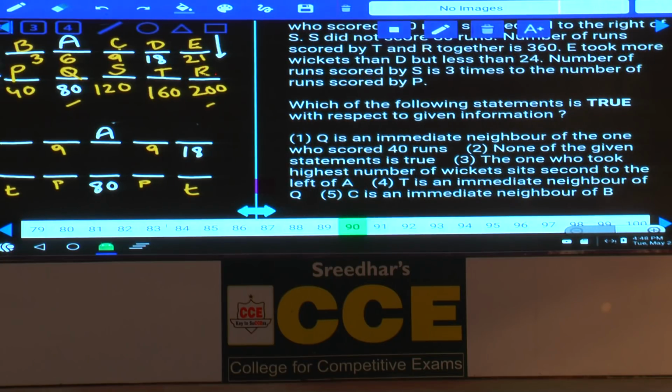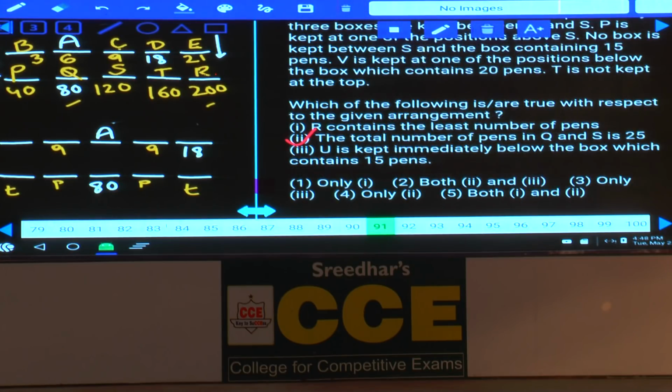Then question number 90. Now in this 90, which of the following statements is true with respect to the given information? Q is an immediate neighbor of the one who scored 40. Definitely true, choice 1.